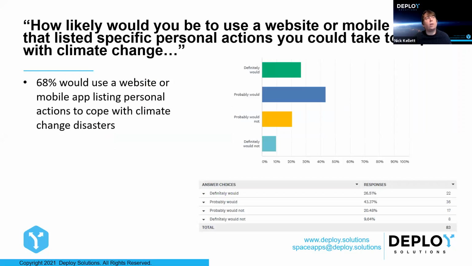So we asked as well, how likely would you be to use a website or mobile app that listed specific personal actions you could take to cope with climate change? And 68% would use a website or mobile app that would list personal actions to cope with climate change disasters. So there is an opportunity here to build a website or a mobile app, or both, that could provide this information that people would act on.